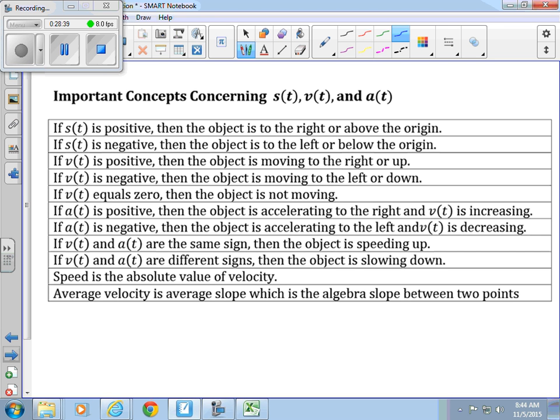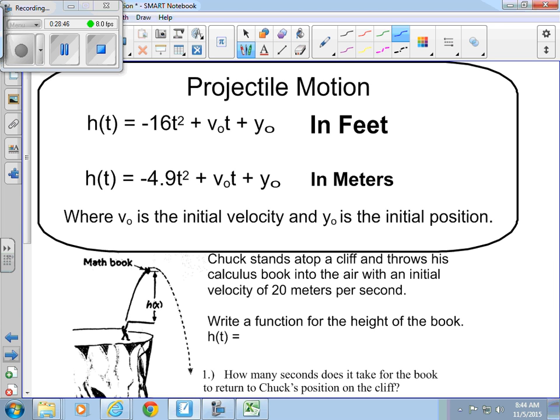Any questions so far? I think we'll do one more problem for today. Up and down. So, you need to memorize this equation.